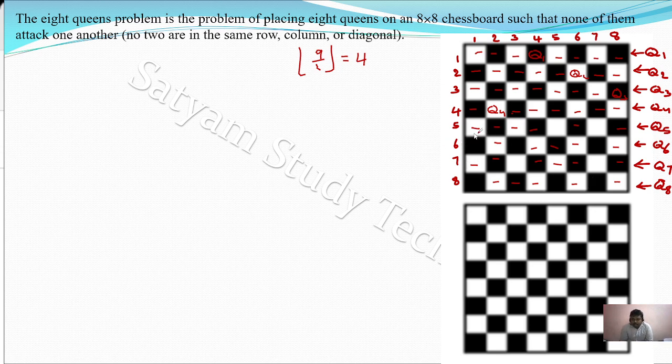Now Q5 can be placed in either of these two positions, but which is the nearer one, near to the boundary? Here it is a boundary, so near to the boundary is here. So Q5 is placed here. Then in this same row we cannot place another queen, the same column also, and the diagonal also cannot have any other queen.